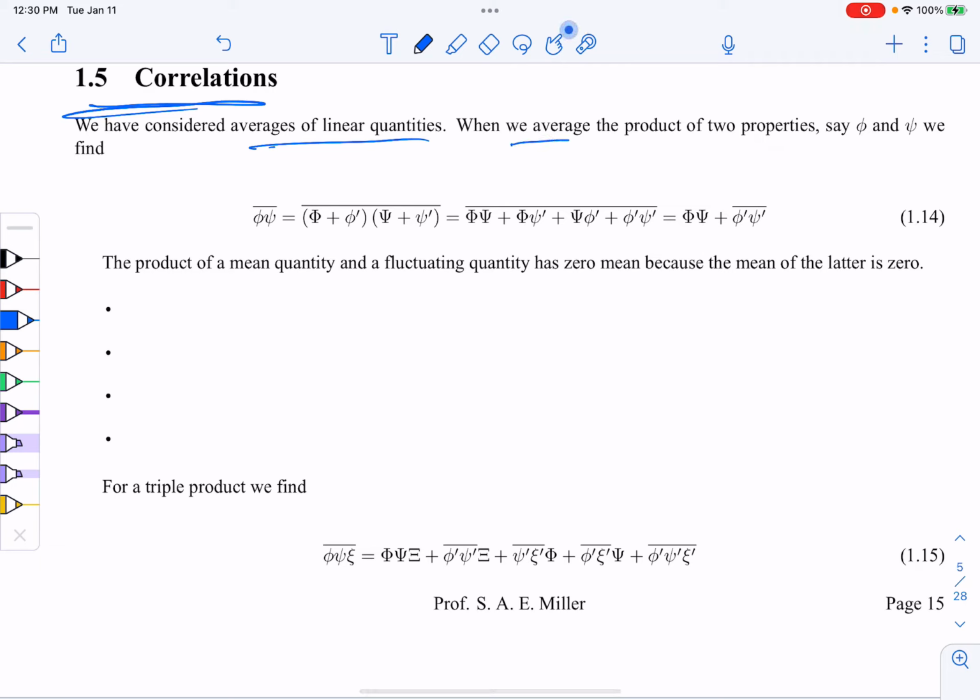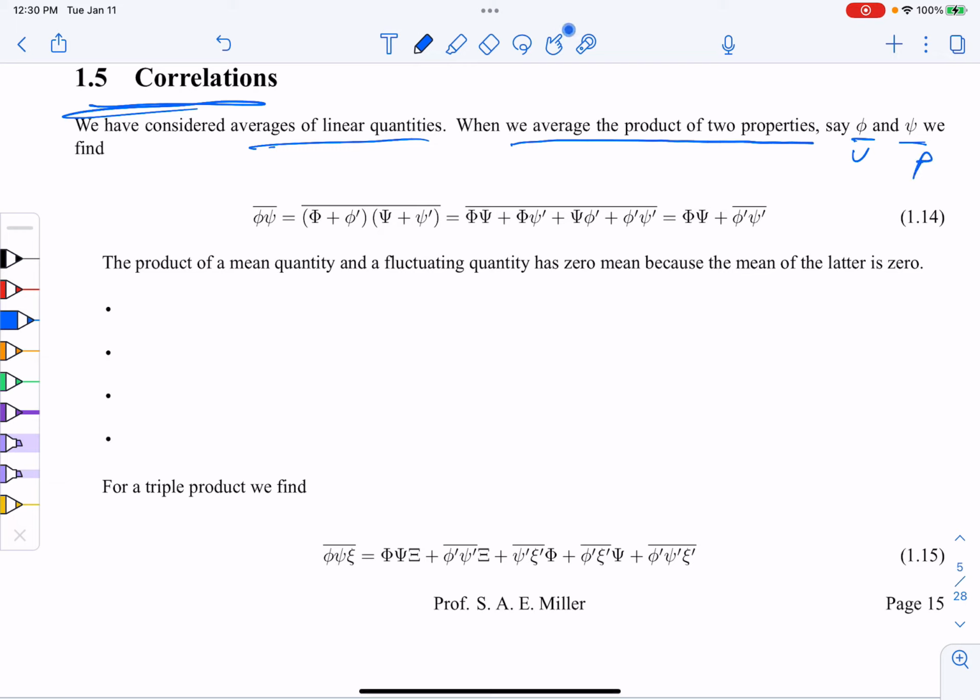So I've already mentioned we looked at averages of linear quantities, but then I asked the question, what happens when we average the product of two properties, say phi and psi? And you could just imagine those are two flow quantities. It could be any two. You could do two velocity components. You could do a velocity component and pressure. For example, that would be, say, U and P.